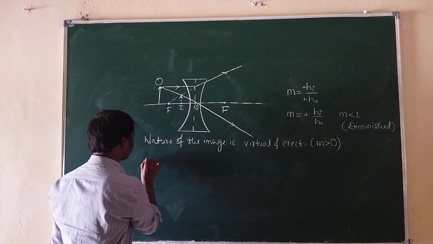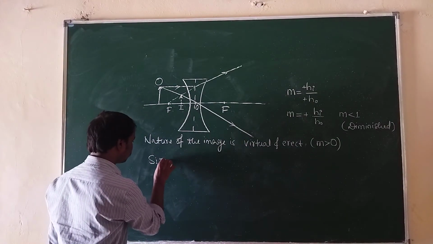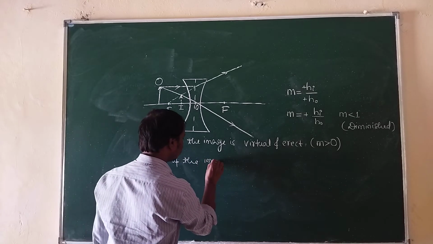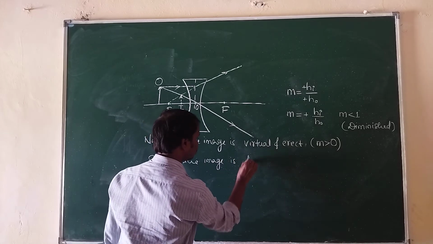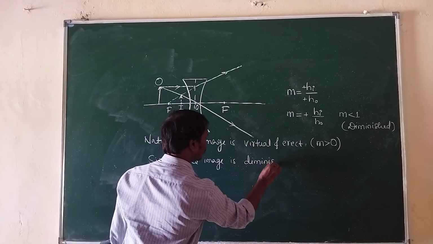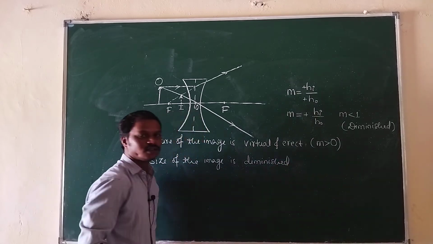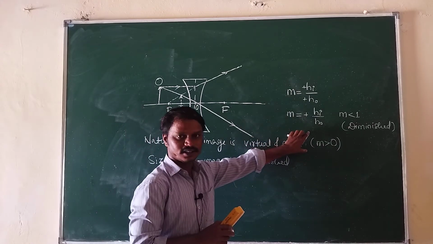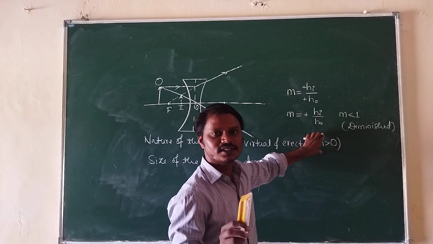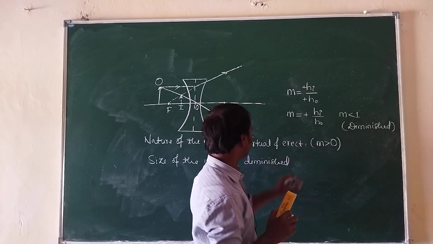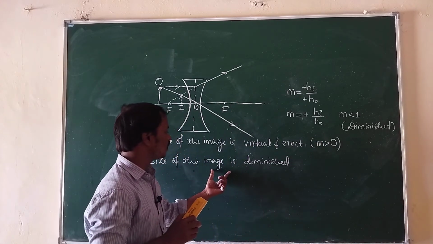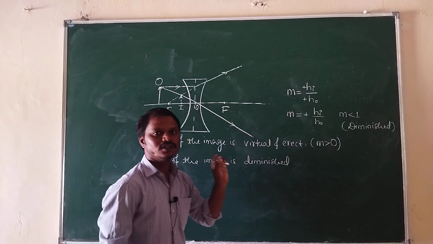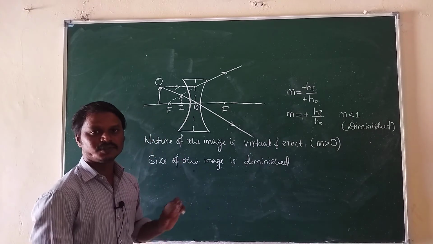So listen here. The size of the image formed by which lens? Concave lens. The size of the image is diminished. So remember, always the nature of the image formed by a concave lens is virtual and erect. Hence the magnification is positive for which lens? Concave lens. Next, always the size of the image formed by a concave lens is diminished, means the size of the image is less than the size of the object. This is a very important point, remember this point.